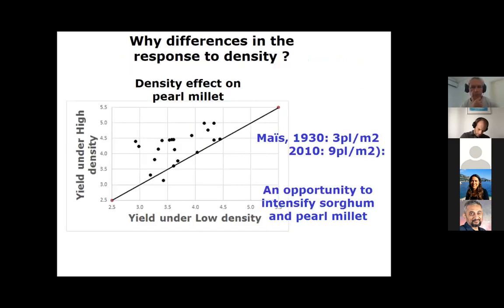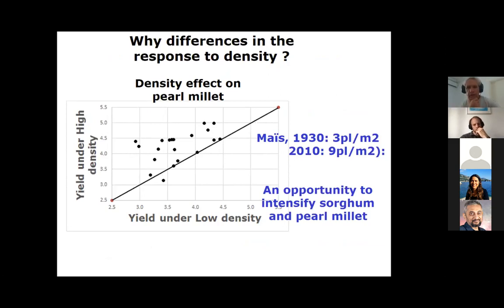So the thing that we did, that's something that I did a few years ago, we tested the plant response in commercial cultivars of pearl millet. We measured the yield under high density and under low density. And here is basically the 1-1 line. So we've got a response in some lines, but not in all of them. So we know that we've got genetic variation in the response to density. Why is that? We don't know.